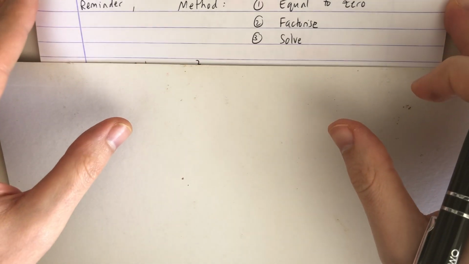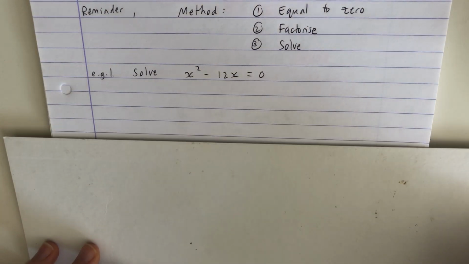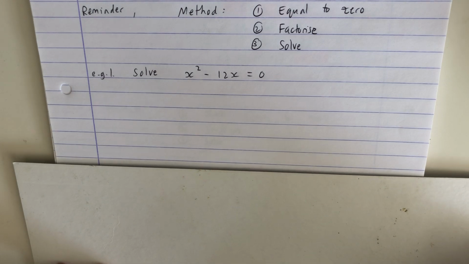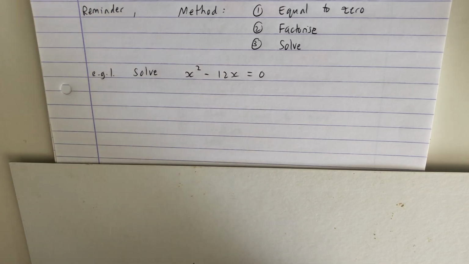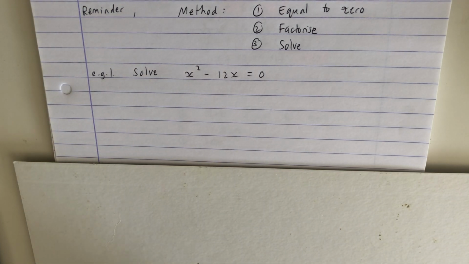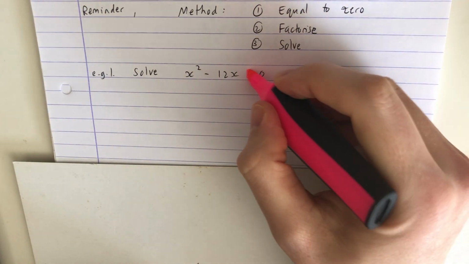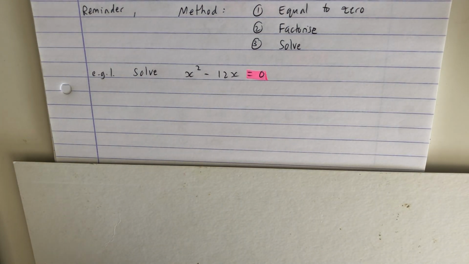So, example number 1 is this quadratic. It's only two terms. x squared minus 12x is equal to 0. First thing we check is it equal to 0? Yes, it is. Step 1 done. Step 2, factorize. Now remember, when you are factorizing quadratics which only have two terms, most of the time it's going to factorize into a single bracket. Okay, so let's see if that does work for this one.